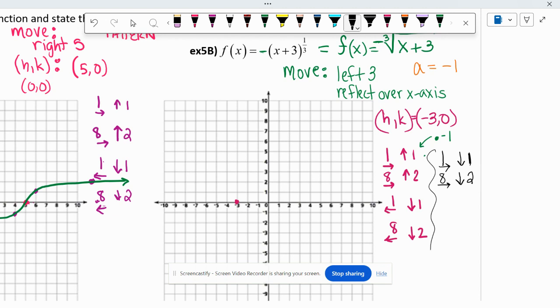And then I'm going to change the direction on the negative side. If I go 1 unit to the left, instead of going down 1, I'm going to go up 1. And if I go 8 units to the left, instead of going down 2, I'm going to go up 2.